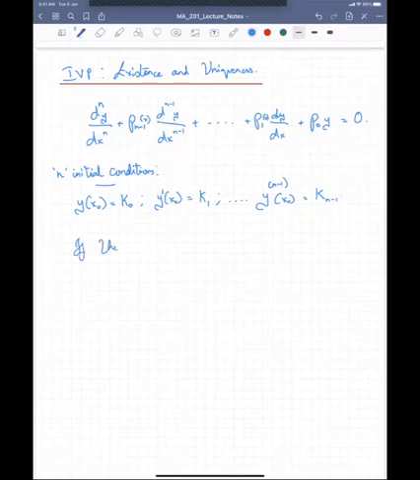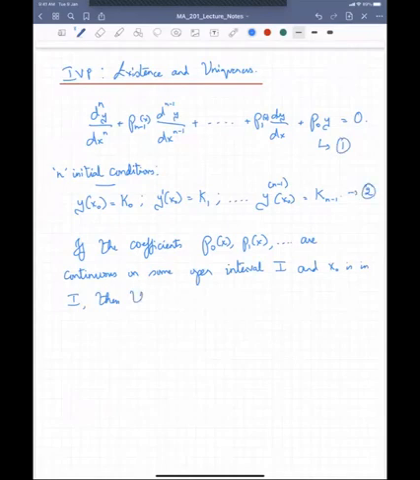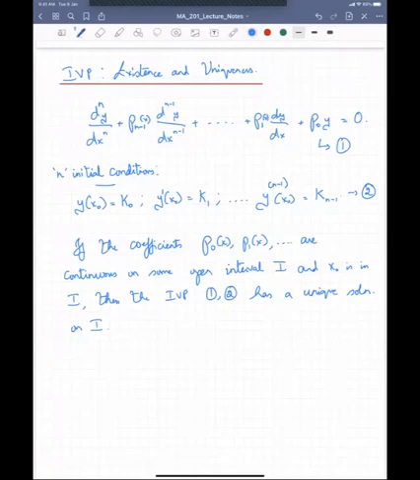If the coefficients p0, p1, ... are continuous on some open interval I, and x0 is in I, then, calling these equation 1 and equation 2, the IVP (1), (2) has a unique solution on I. So this is again a straightforward extension of what we studied for the second order differential equation case. There is nothing more to be said here.